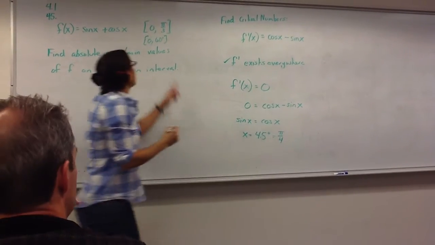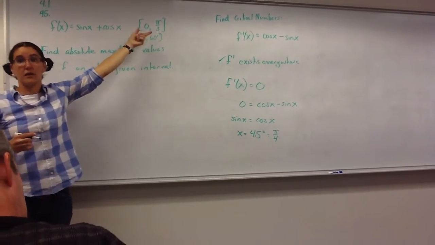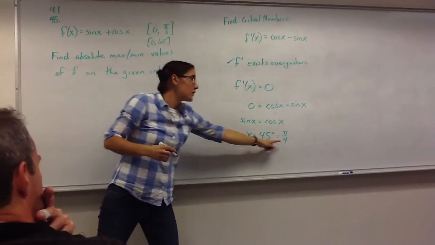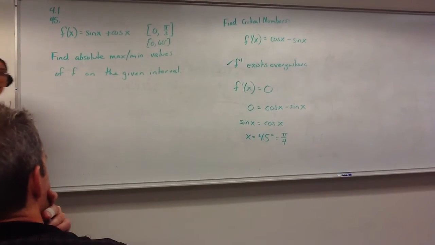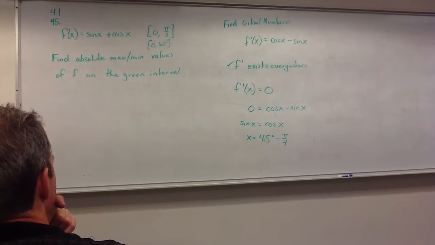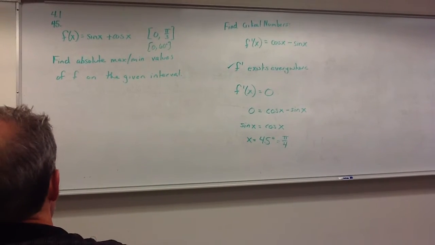Now, since we're talking about angles in radians, our interval is in radians, my x value should also be in radians. So x equals pi over 4. All right, any questions about finding that x value?